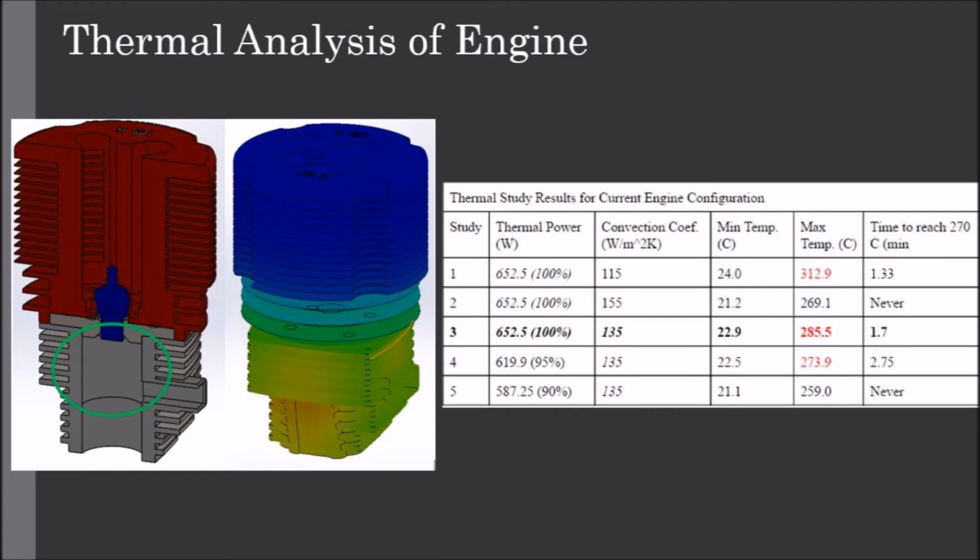The engine could produce a max thermal power of 652 watts and a convection coefficient of 135 when it is run at max speed. When operated at max capacity, the car overheats in 1.7 minutes, and it overheats in 2.75 minutes when operated at 95%.